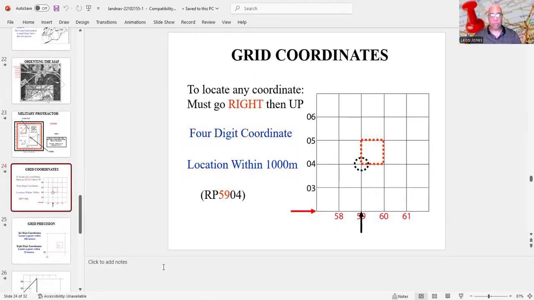Grid coordinates. To locate any coordinate, you must go right, then up. So in other words, a 4-digit coordinate is located within 1,000 meters. RP, 5904. So what am I going to do? I'm going to go 5904, where 59 is right here. So I'm going to go up and then right. That puts me right here. It's 59 and this is 04. Up and right. It's your reference point.